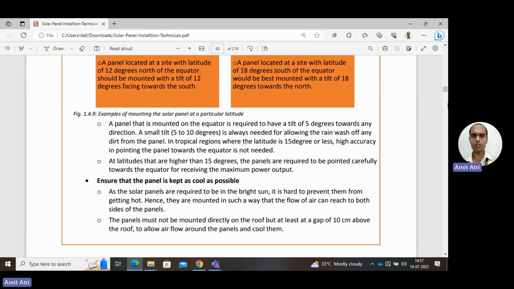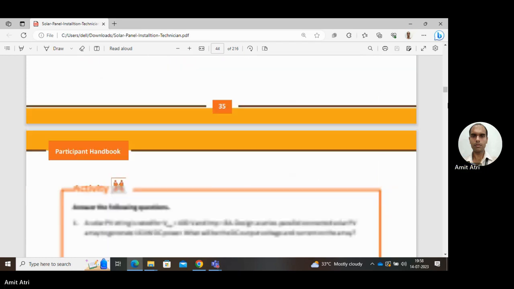The next factor for increasing efficiency or obtaining maximum electricity is that we have to ensure the panel is kept as cool as possible, because temperature inversely affects electricity production. Because the sun is hot and in a rooftop installation we have just kept it on the roof with no air gap, the temperature will increase. So the panels must not be mounted directly on the roof, but at least a gap of 10 centimeters should be given between the roof and the panel. That will allow airflow and reduce the temperature of the solar panel.